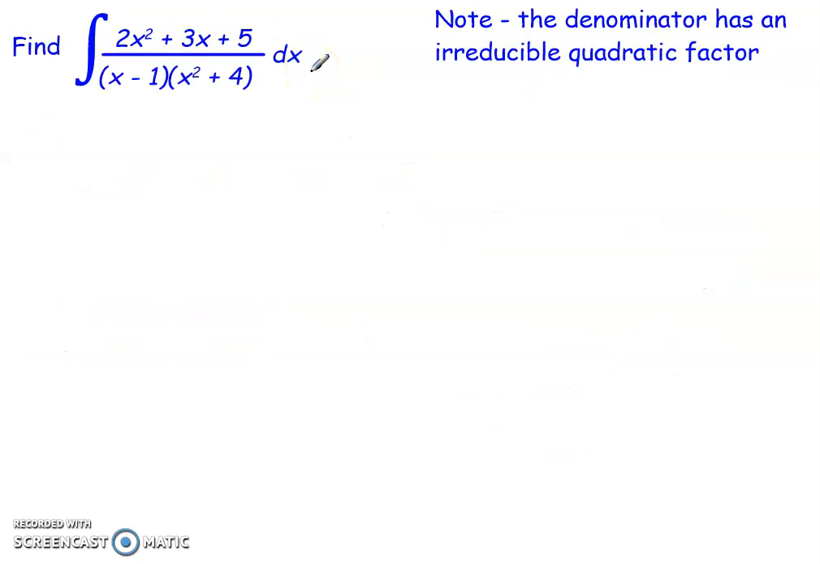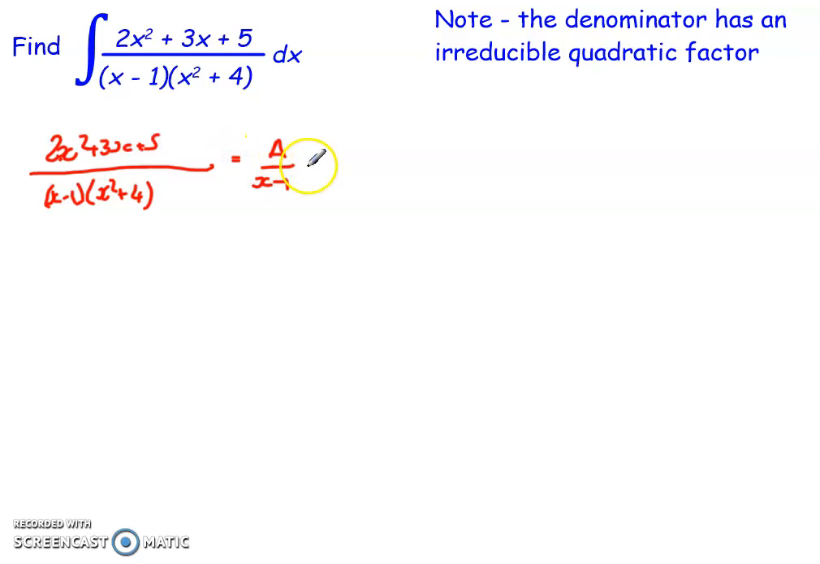Third version was the denominator having an irreducible quadratic factor. Again, separate it up using the form we know for that, and then integrate each term on its own. So we've got 2x squared plus 3x plus 5 over x minus 1 times x squared plus 4. That's going to equal a over x minus 1 plus, and this is where a slightly different format comes into play, bx plus c over x squared plus 4.